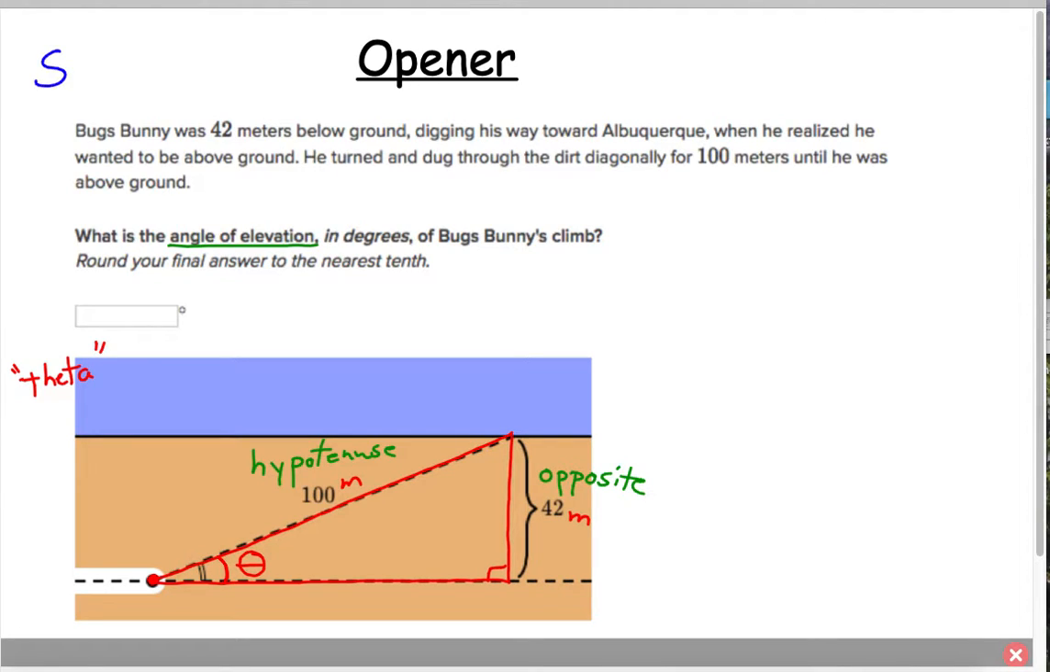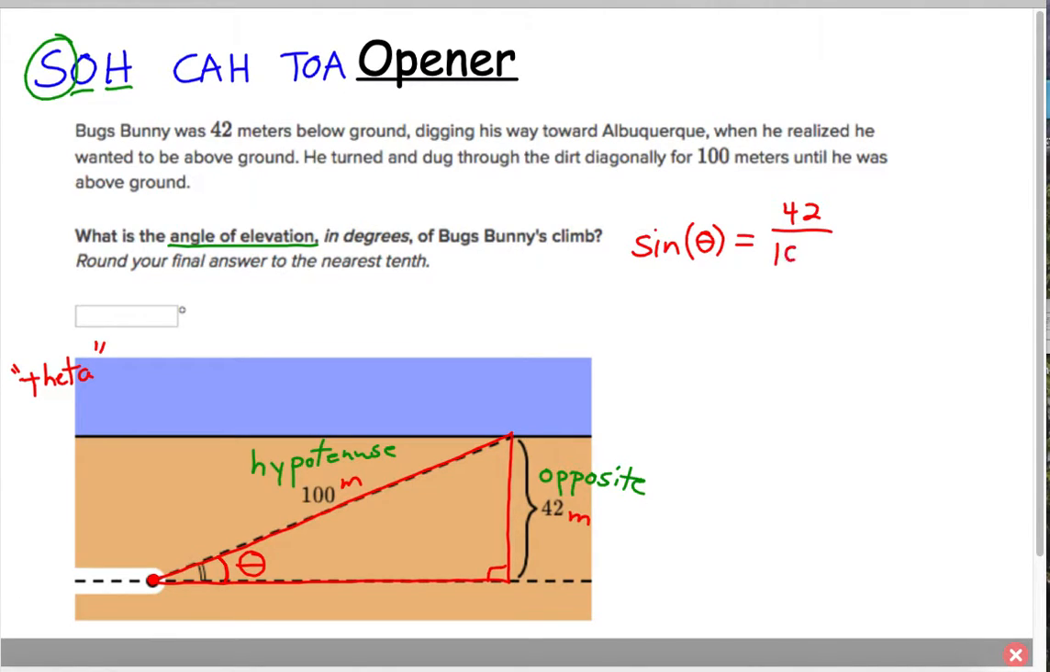Well, if you remember, SOH CAH TOA tells us what we use. So we're looking for what uses the opposite leg and the hypotenuse. Opposite leg, hypotenuse. That would be S, the sine function. So we're going to say the sine of our angle, which we're calling theta, is equal to the opposite leg, which was 42 meters, over the hypotenuse, which was 100 meters. And now we just need to solve for theta.